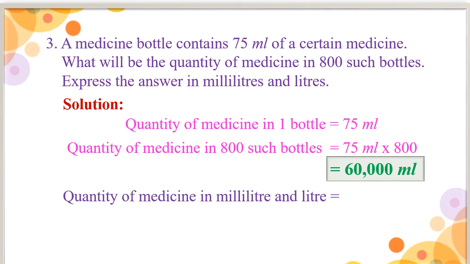Now we want to represent in milliliters and liters, isn't it? So already we found that 60,000 milliliter. Now we want to convert into liter. That means small to biggest unit, we want to divide by 10 at each interval, isn't it? So there are three intervals, that means 1 by 1000. Now we are going to divide by 1000, we will get 60,000 divided by 1000, we will get 60 liter.